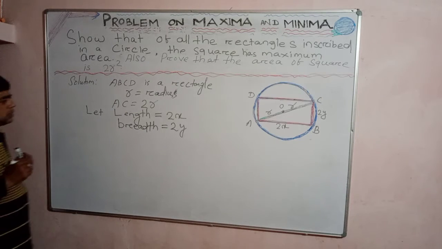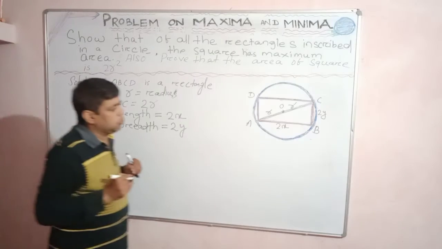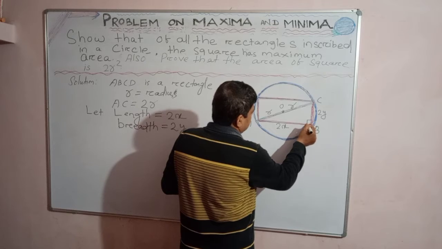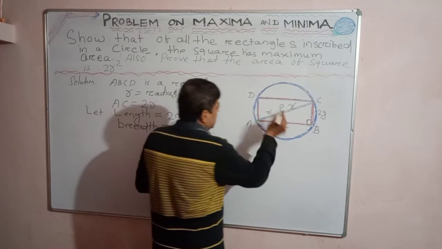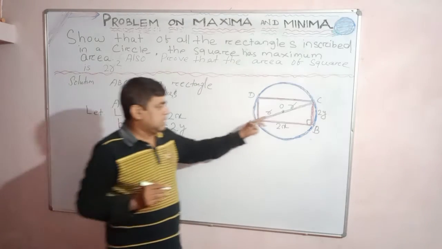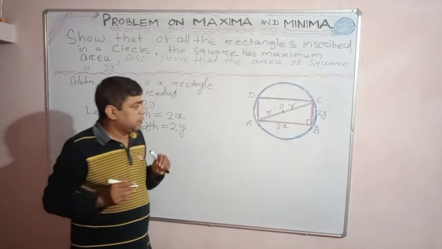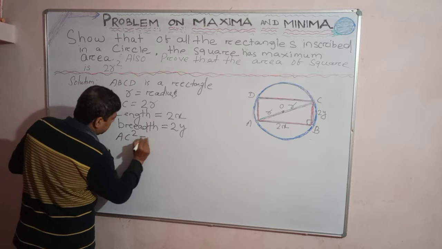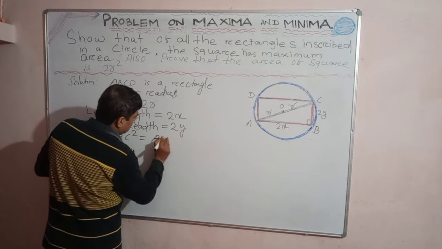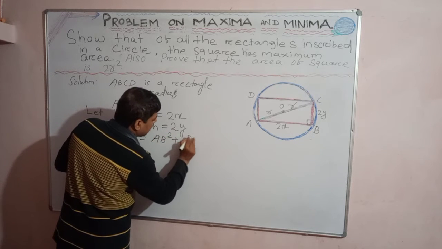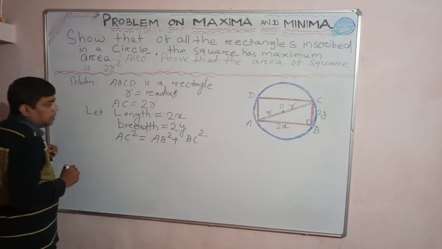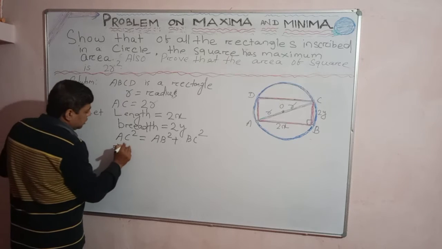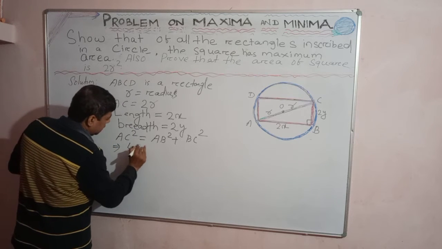Okay. Now you see ABCD is a rectangle, so angle ABC is 90 degrees and ABC is a right angle triangle and AC is the hypotenuse. So using the Pythagoras theorem, you can find AC square, the square of the hypotenuse, is equal to AB square plus BC square. Is it clear? So that implies AC square, AC is the diameter whose value is 2r, so 2r whole square is 4r square.